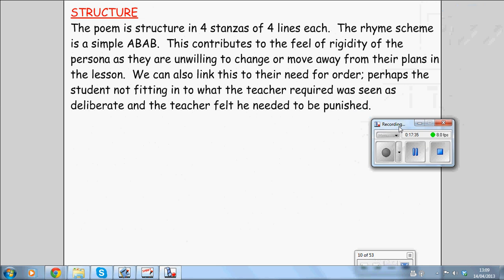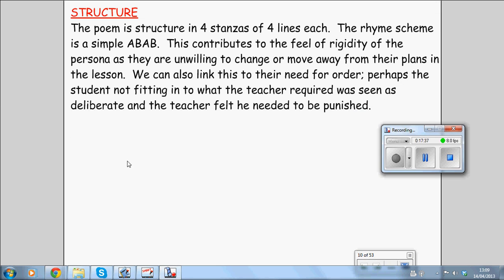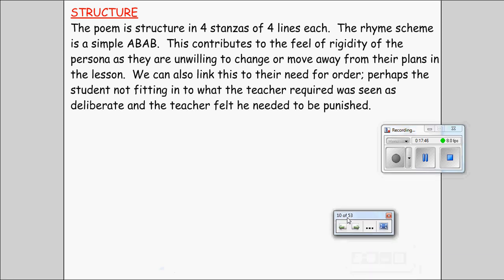Finally, the structure. I've not written too much on this, so that might need to be added in a little bit more detail. But again, that links into the ideas about the persona, and everything that I'm saying is linking back to the question that I was asked.